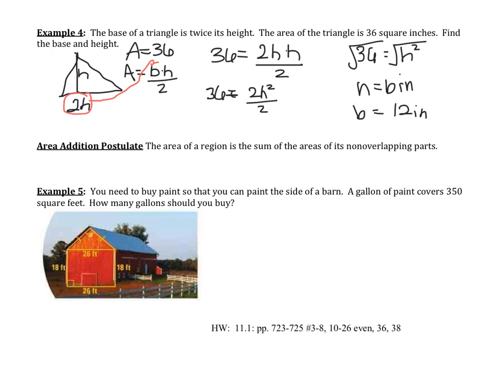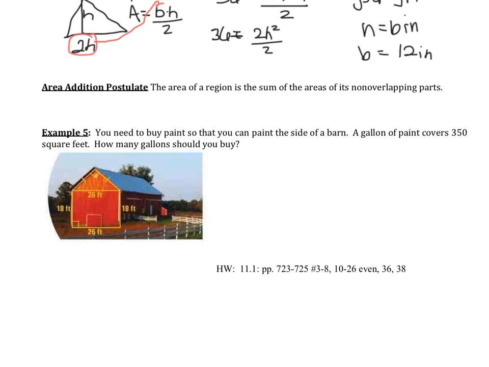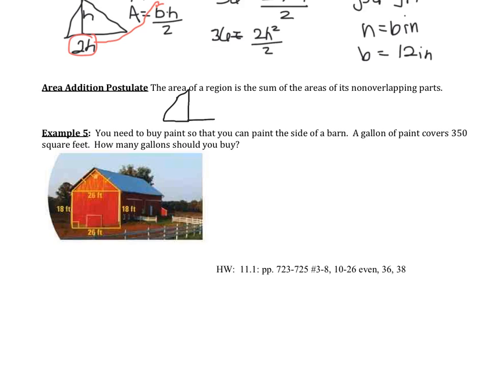Okay, my very last postulate says the area of a region is the sum of the areas of its non-overlapping parts. So if I were to just draw something here, like a triangle right next to a square, the area on the inside of my triangle and my square, I would find the area of my triangle and add that to the area of my square. That's what it's saying. I can add those two areas and it should equal the area of my entire figure here.